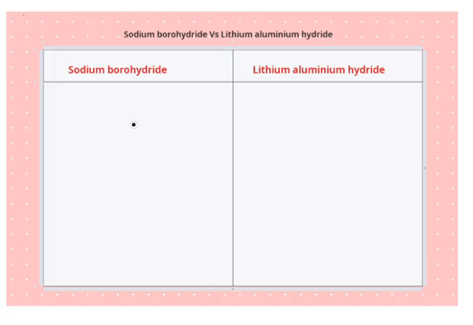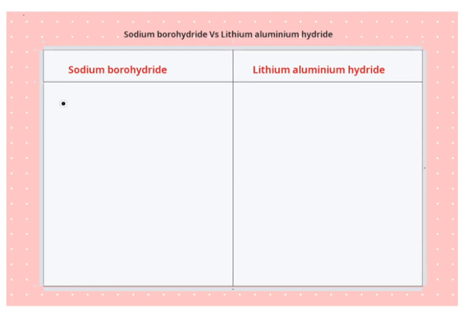In this video, I am going to explain about the two famous reducing reagents in organic chemistry, that is sodium borohydride and lithium aluminium hydride. Many students often get confused between these two reagents. They don't know what their reactions are. So in this video, I am going to clarify. So please watch this video carefully.